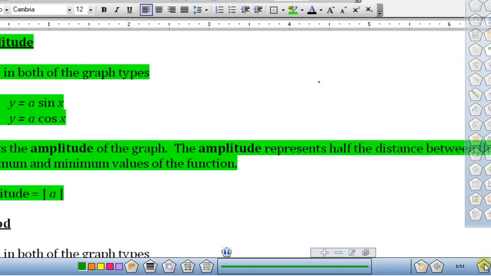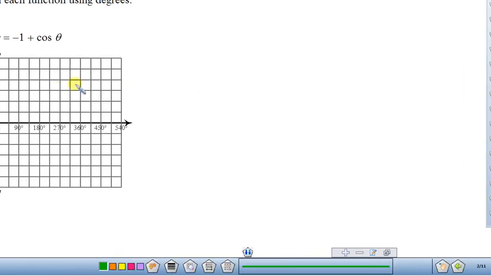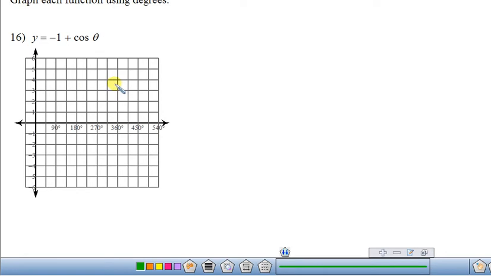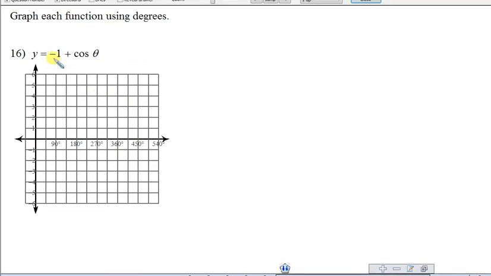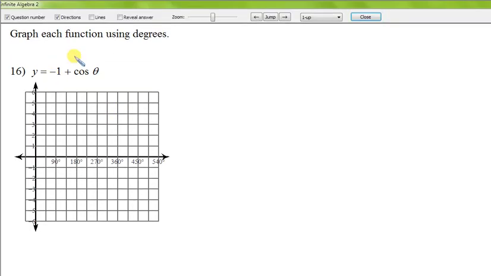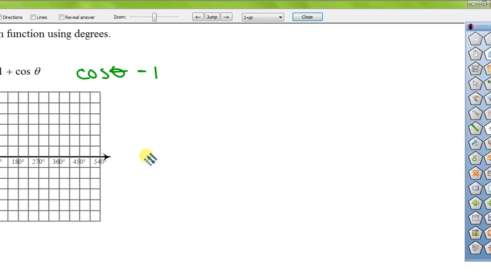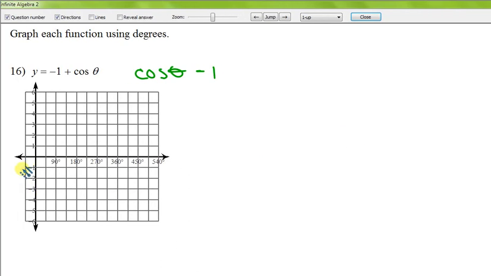We're going to take a look at vertical shifts in this homework. This is from your homework on Trig worksheet 4, and we're going to do this one. Now, this one has the -1 in the front. You could easily write this as the cosine of theta minus 1, which means that the horizontal bar there is shifted down 1.